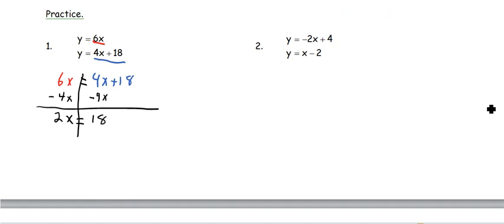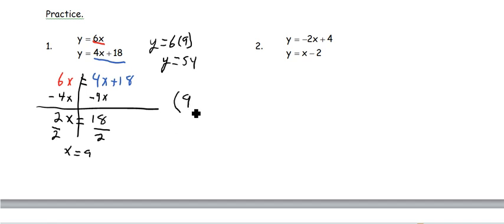Alright. So I'm going to divide by 2. I end up with x equals 9. Now I plug in this 9, and this is going to be the easiest one: y equals 6, and instead of x, I'm going to multiply by 9. So y equals 54. Now my solution must be 9 for my x value, 54.